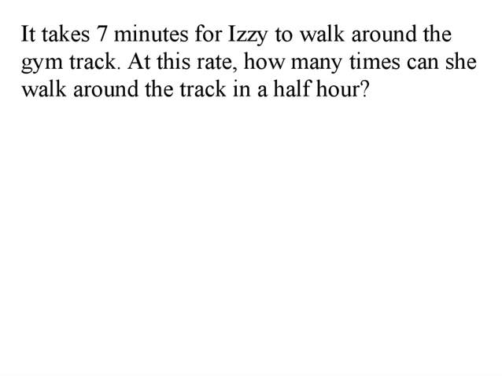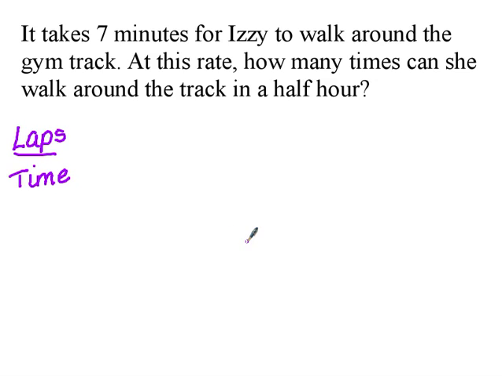All right, let's look at what this says. It says it takes 7 minutes for Izzy to walk around the gym track. At this rate, how many times can she walk around the track in a half hour? So let's think about that. So first of all, we're talking about laps, right? And we're also talking about time. So this is what my proportion is going to look like. I'm just going to put laps divided by time.